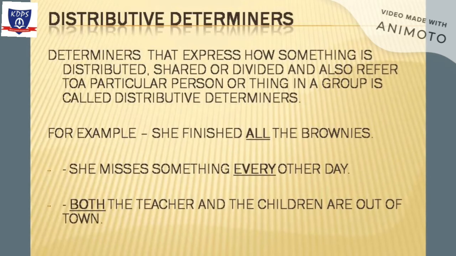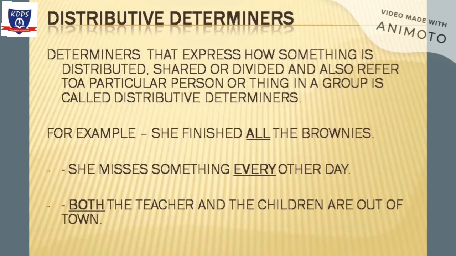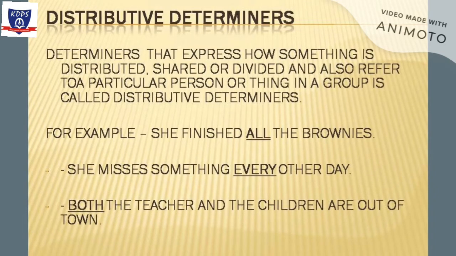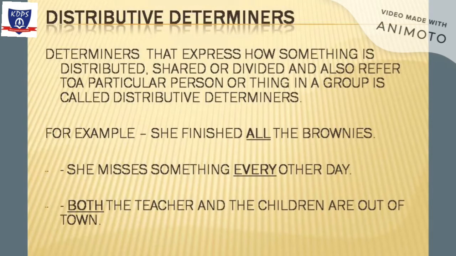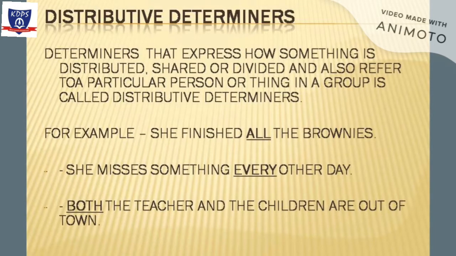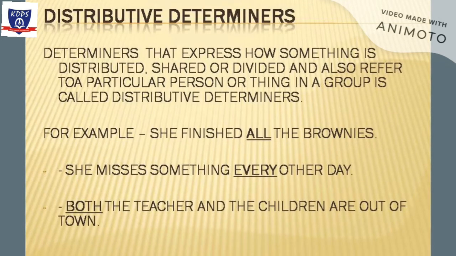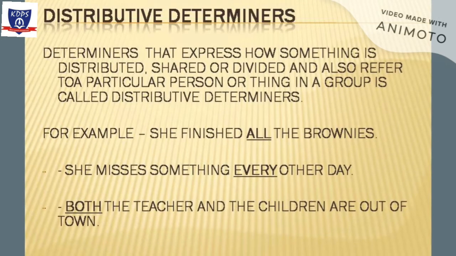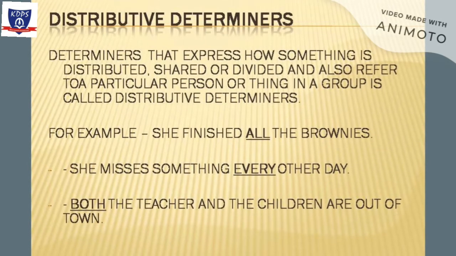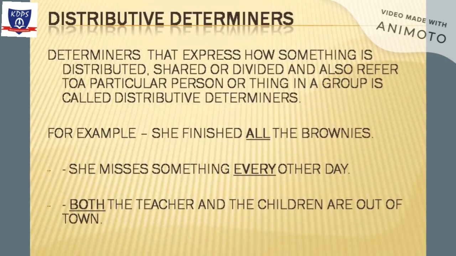जो determiners या जो words express करते हैं how something is distributed, shared or divided. मतलब जो words हमें ये बताते हैं कि something which is distributed or shared between two people or more people, or also that thing is referred to a particular person or a thing in a group. मतलब इसका मतलब ये हुआ कि कुछ चीज़ें जो डिस्ट्रीब्यूट हुई हैं वो उस पर्टिकुलर पर्सन या पर्टिकुलर थिंग के बारे में हम बात कर रहे हैं.